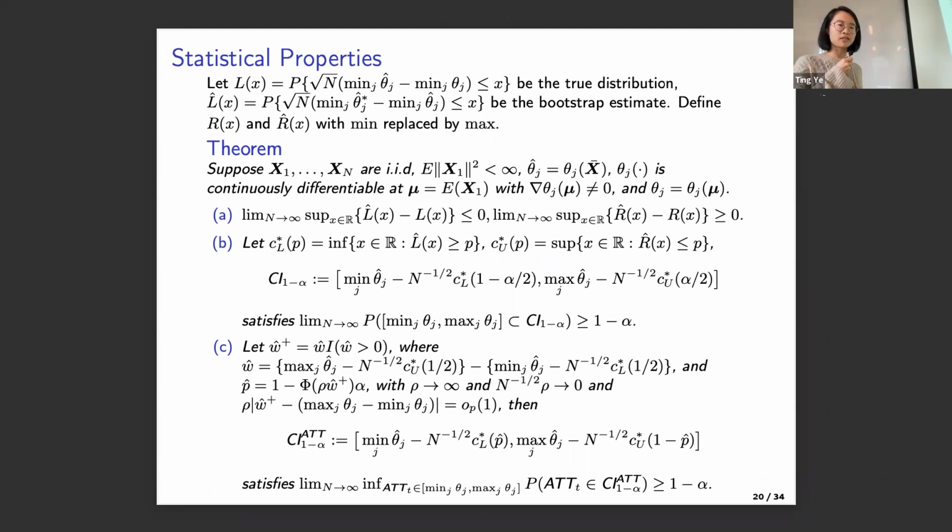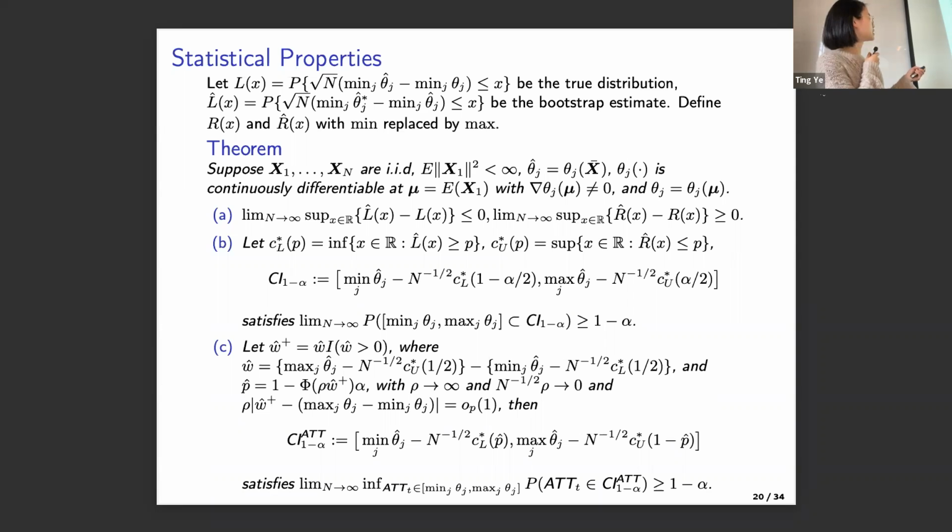It's a bit of a busy slide, but essentially we have these LX being the true distribution and L hat x being the bootstrap estimate, and we define this Rx and R hat x with minimum replaced by maximum. So under standard assumptions on the bootstrap consistency, which essentially assume IID with finite second moment, and these theta j are a function of the sample averages, and this function is continuously differentiable at mu with non-zero derivative.